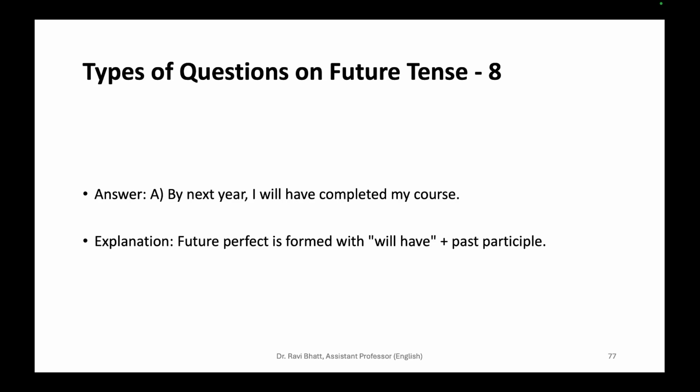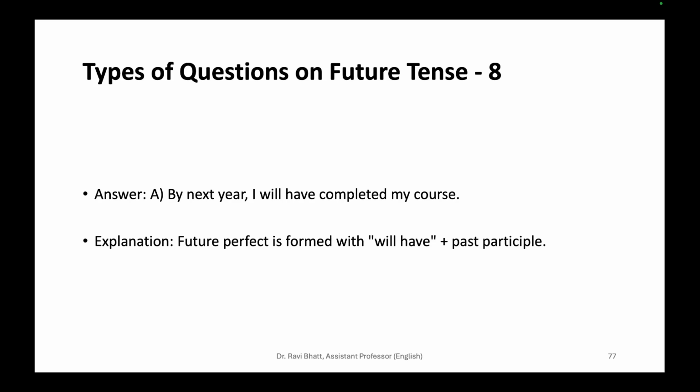Now, when future perfect is formed, it is always with will have plus past participle. And you must know about participles. They are present participles, past participles. They are broadly the category of verbals. And in English, we have three verbals. As you might well be aware, we have gerunds, participles, and infinitives. So the answer here is A. By next year, I will have completed my course.